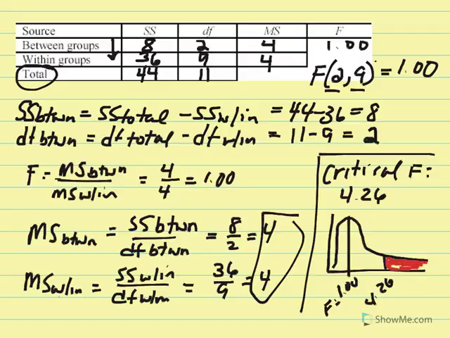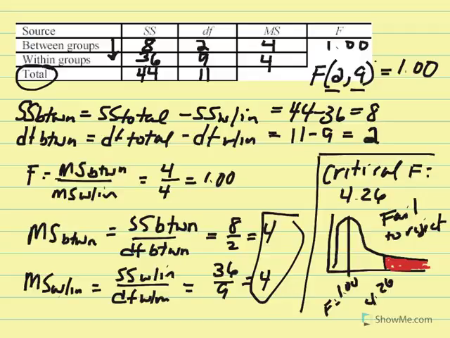We're very far from it, and again, the ratio equal to 1.00 is saying that we have no treatment effects. The numerator and the denominator are equal. The numerator represents treatment effects plus unsystematic differences, and the denominator represents random unsystematic differences. So again, we know we're going to fail to reject, because our F statistic does not fall in the critical region.